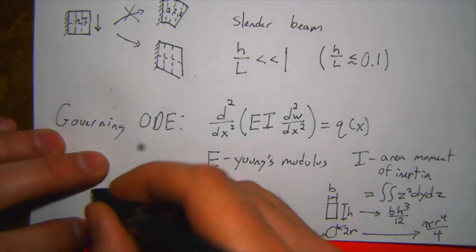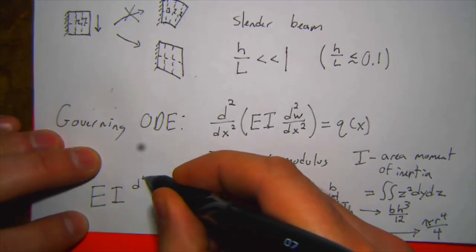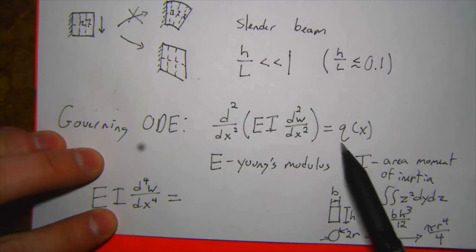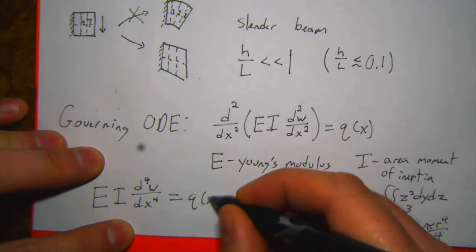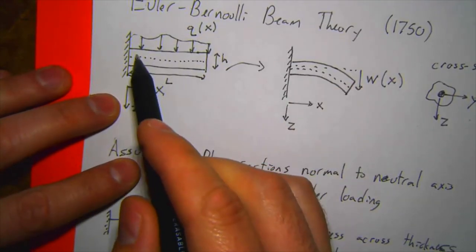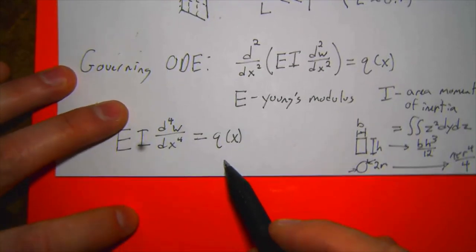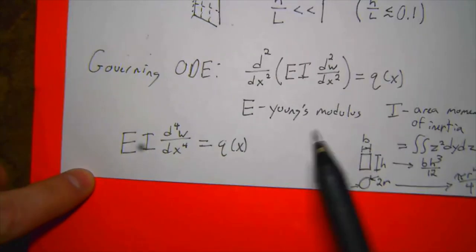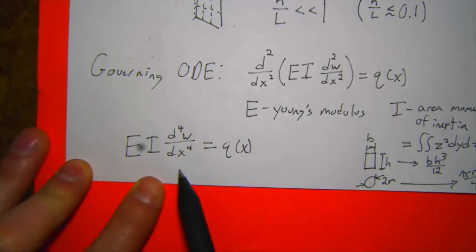So most of the time, we'll show this as EI d fourth W dx to the fourth. And most of the time, we're actually not going to have a distributed load Q on there. So Q is that distribution along the length. Most of the time, it'll just be a point force somewhere at the end or in the middle. Q will technically be a Dirac delta, which we're not actually going to get into. I'll just show you how you use it to solve the boundary conditions. So most of the time it's actually represented in a simpler form, which is a little bit easier to solve.